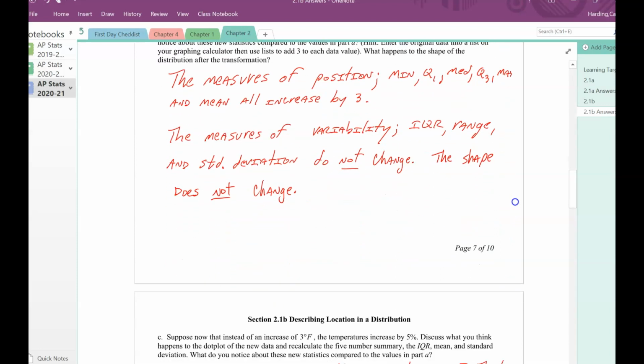So let's think about what would happen if instead the temperatures increase by 5%. Do you think the measures of position will change? Do you think the measures of variability will change? Do you think the shape will change?